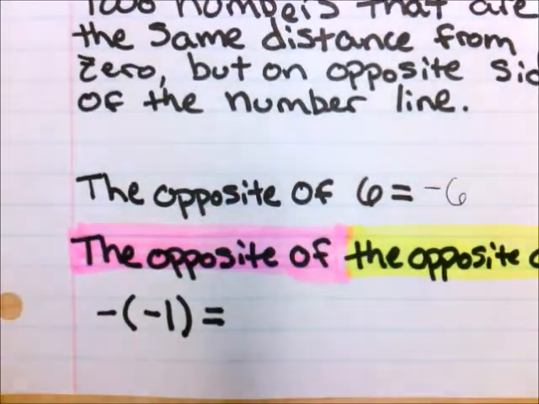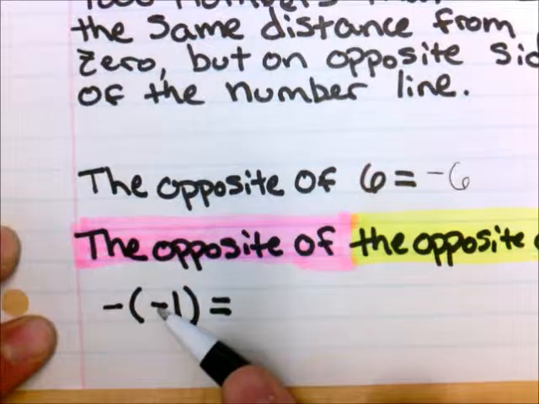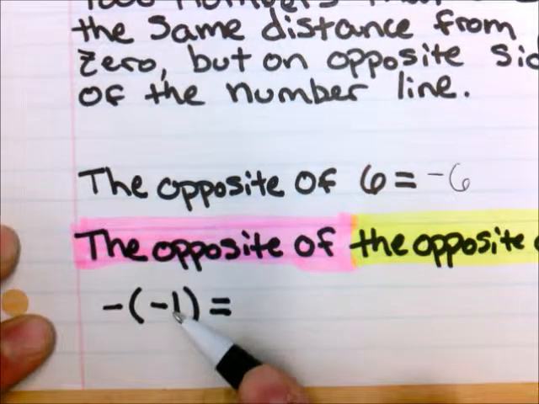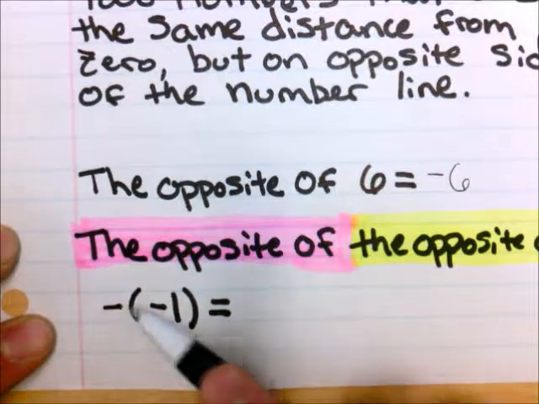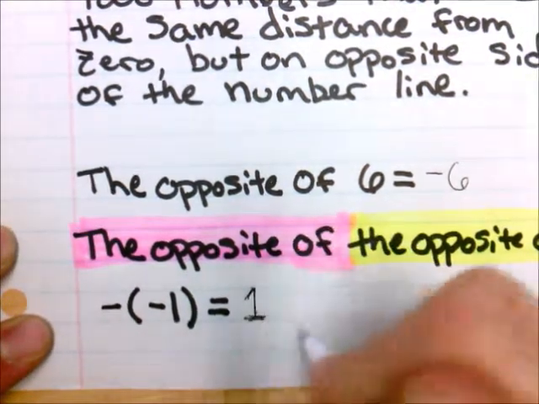If I'm just looking at it in standard form, not word form, you're going to see it as a negative negative 1. This means the opposite of the opposite of 1. Well, the opposite of -1 is +1.